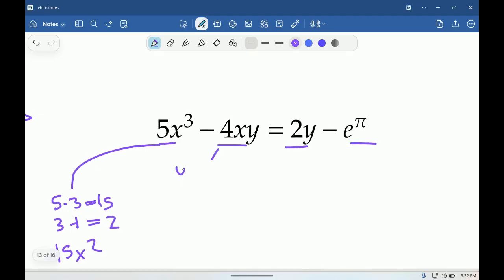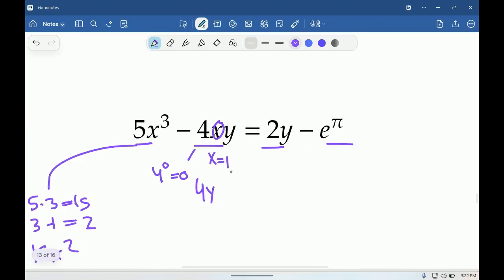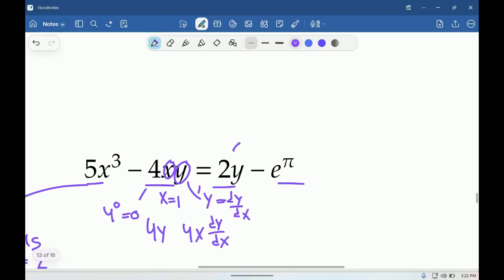And then for our next one, 4 elevated to 0 is just going to be 0. And so this would just be 0. For the 4xy, in respect to x, it would be 4y because the derivative of x equals 1, and we don't really have to write down the 1. We can just assume it's already there. And then in respect to y, it would be 4x dy/dx because the derivative for y is going to be dy/dx. For our third term, it would just be 2 dy/dx.